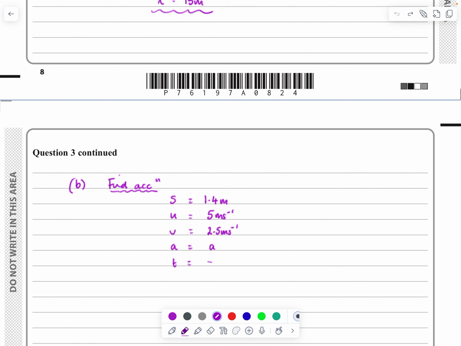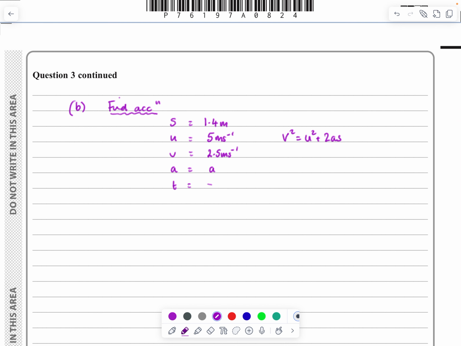So if you've done any work on SUVAT, you should have absolutely no problem saying this is v squared equals u squared plus 2as. Let's just substitute everything in that we know. So 2.5 squared is going to be 5 squared plus 2 lots of a times 1.4. So we have that situation. Tidy that all up. We're going to get 2.8a works out to be equal to minus 18.75, which gives me a working out to be equal to minus. Now I'm just going to write 3 decimal places here, but I'm going to keep the whole number in my calculator. When I get that, that does not surprise me at all.